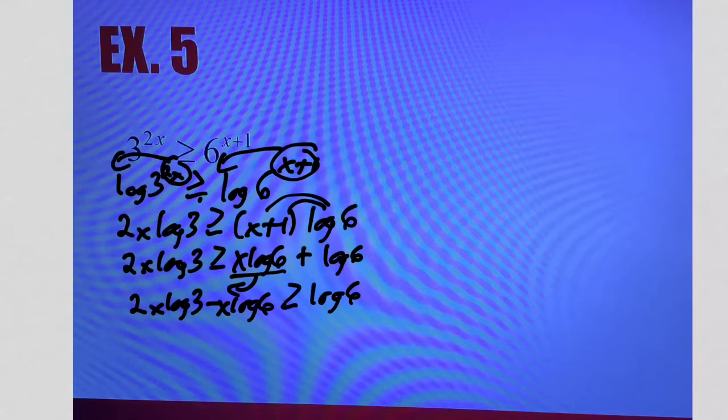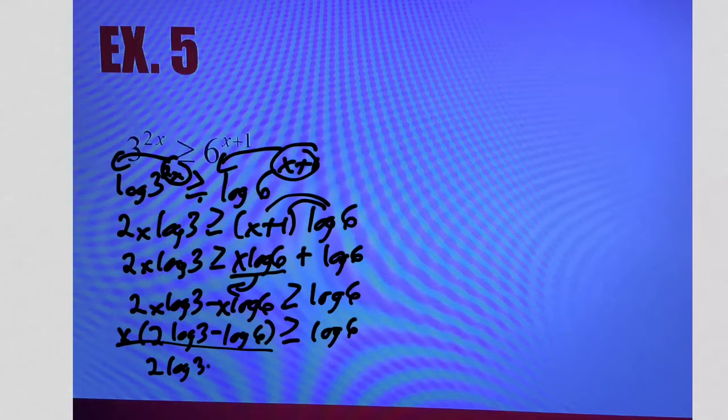And again, the whole idea is we have to get x by itself. So I'm going to factor out that x from both of these. So it'll be x times 2 log 3 minus log 6 is greater than or equal to log 6. And the last thing is divide by that 2 log 3 minus log 6 to finally get that x by itself.